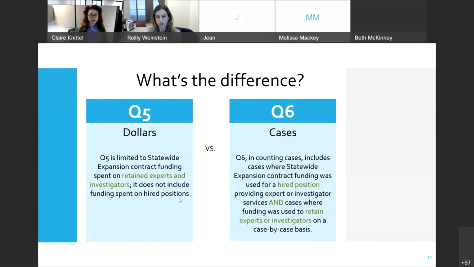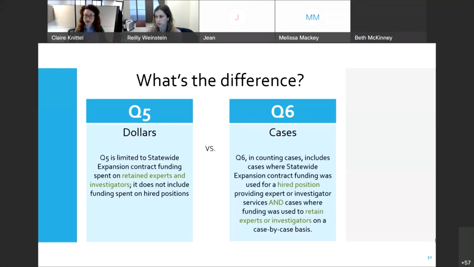So what's the difference between question 5 and question 6? Question 5 is limited to statewide expansion contract funding spent on retained experts and investigators. The language that they use is contracted. And so that means those case-by-case positions, I'm sorry, those case-by-case experts and investigators. An expert is brought on one particular case, paid out of your non-attorney professional services line, and then their relationship with the office is done after that case. It does not include funding spent on hired positions.